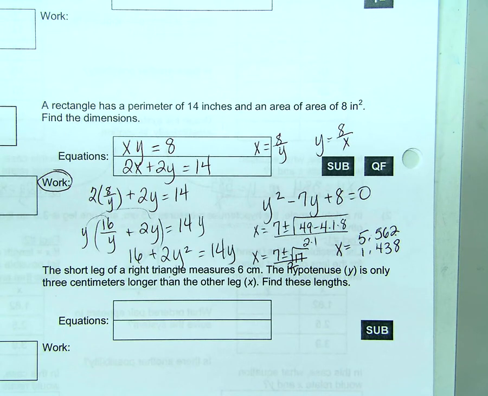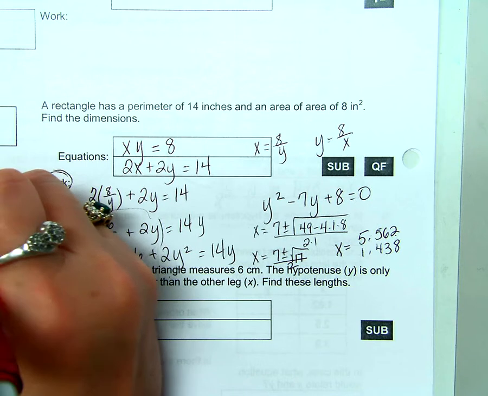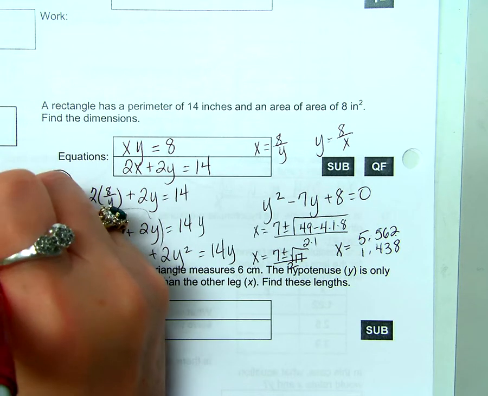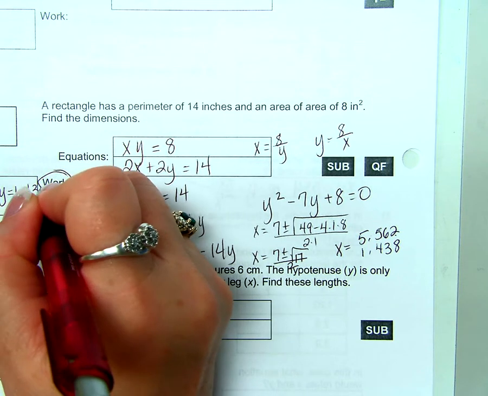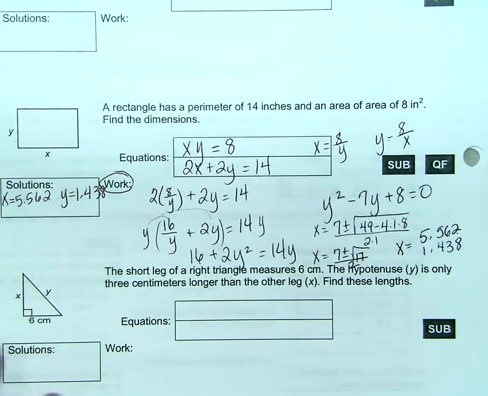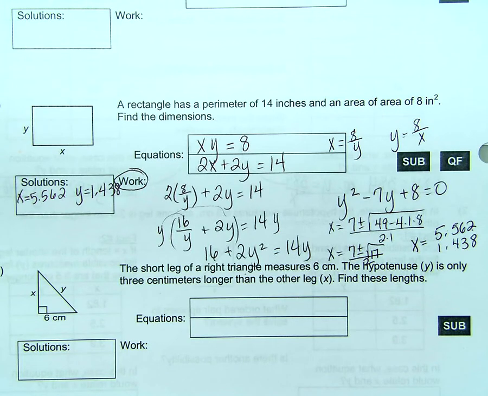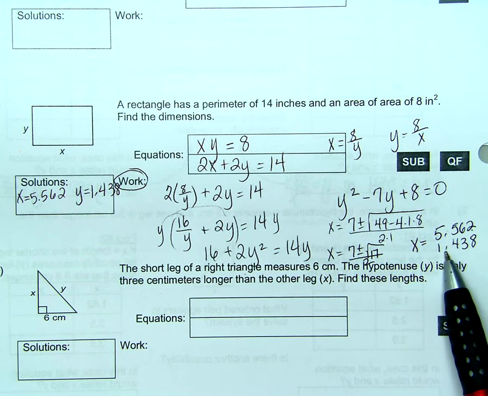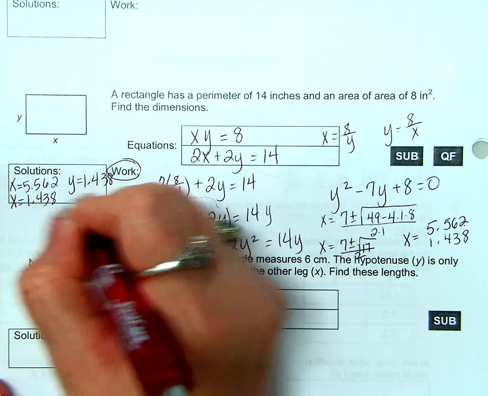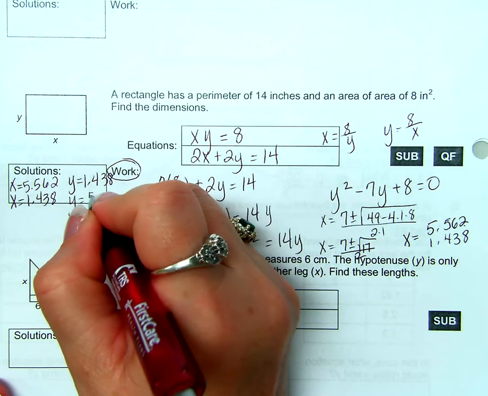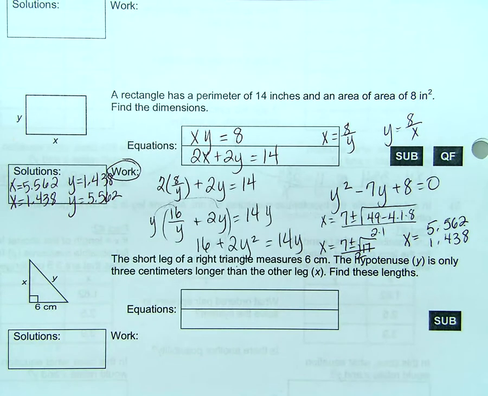8 divided by 5.562. So if x is 5.562, then y is 1.438. Well, that looks familiar. Where have I seen that number before? Oh my gosh, it's my other x value. So if I know my other x value is 1.438, what's my other y value going to be? 5.562. Will it always work that way? No. It happened to this time.